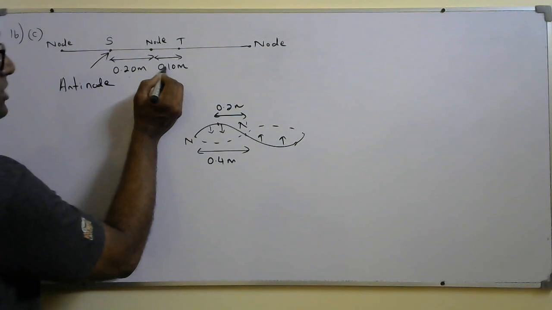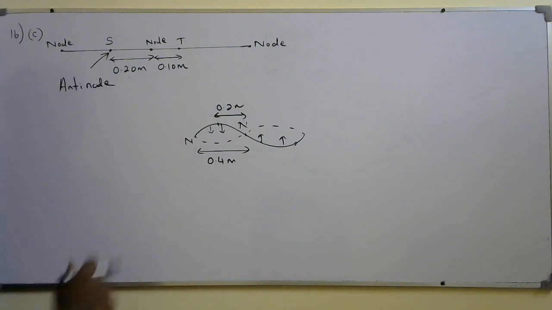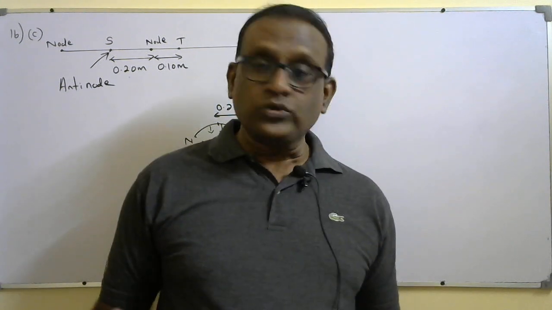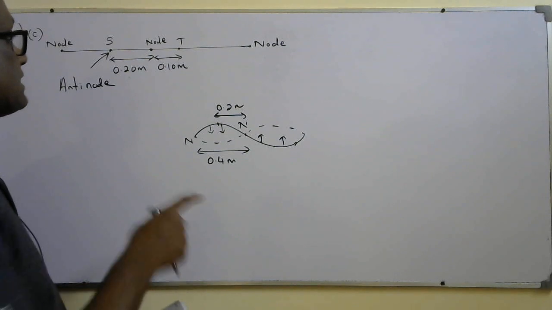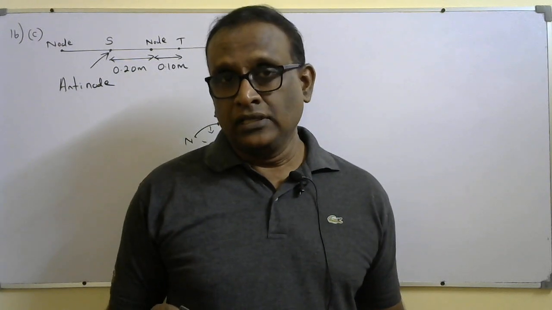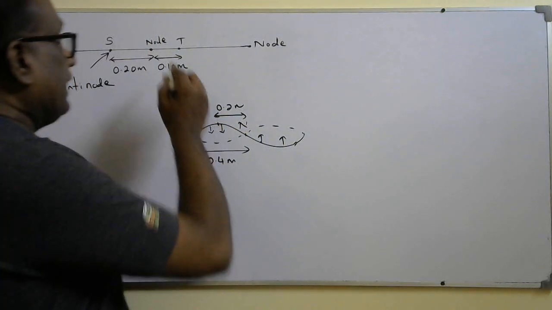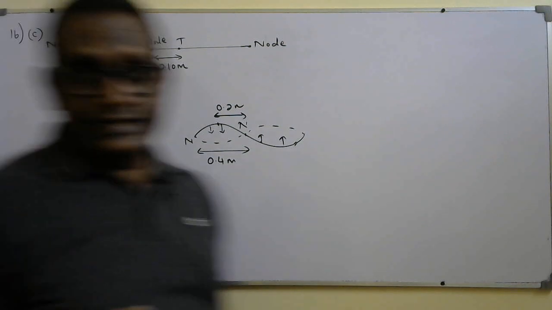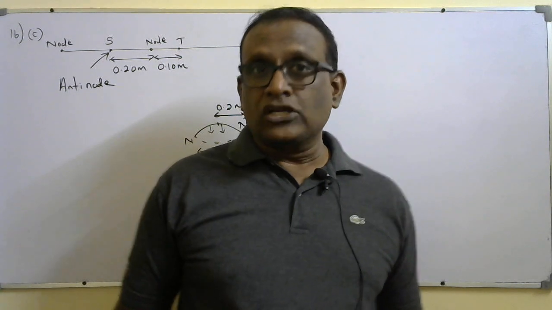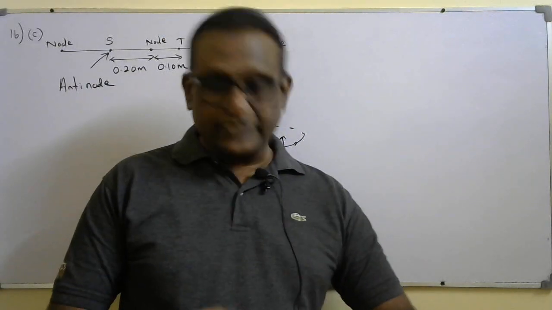But T is at a distance of 0.1 meter. So its amplitude will be certainly lower than the amplitude of S. You can tell that. So I am not writing that answer also. So second part, just 2 mark question, you can say, since point S is at a distance of 0.2 meter from the node, it will be an antinode. Therefore, it will have a larger amplitude of oscillation. Point T is at a distance of 0.1 meter, means it's somewhere between the node and antinode. Therefore, the amplitude of oscillation of point T will be smaller than the amplitude of oscillation of point S. I hope you understood that one.